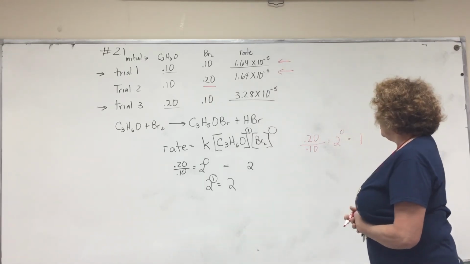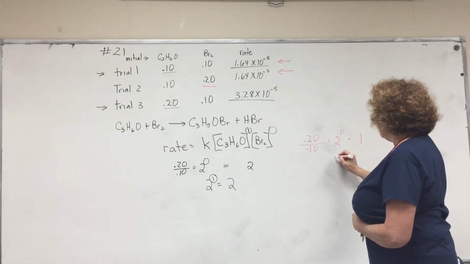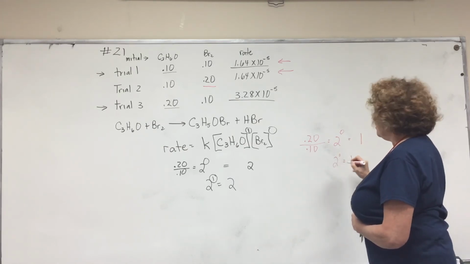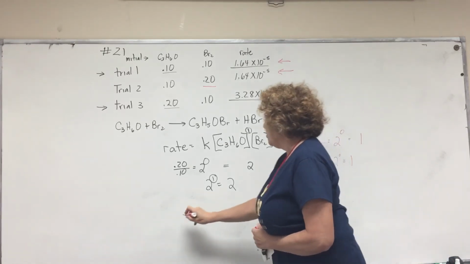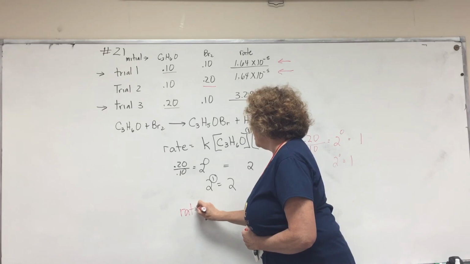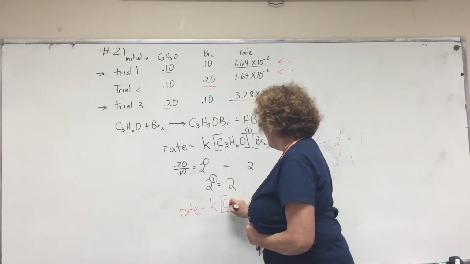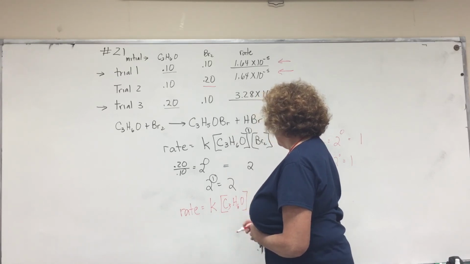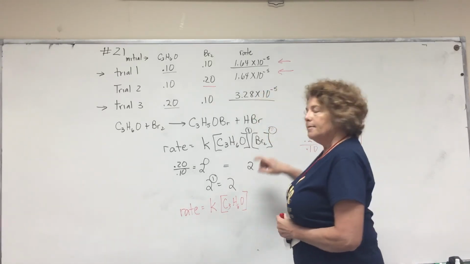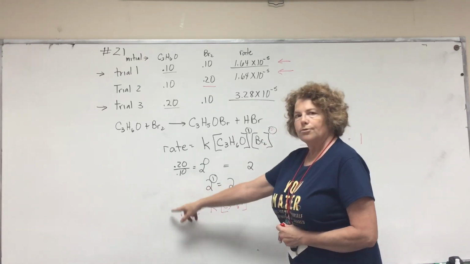So what power of 2 changes it to 1? Well, the 0 power. So 2 to the 0 equals 1. So this is to the 0 power. So we can rewrite our rate law, because we know anything to the 0 power is 1. So we don't have to put it in a problem where we are multiplying by it. So this is our final rate law.